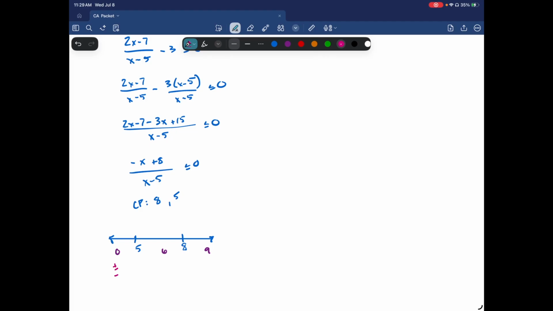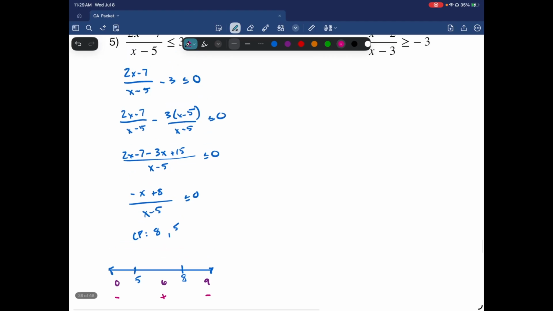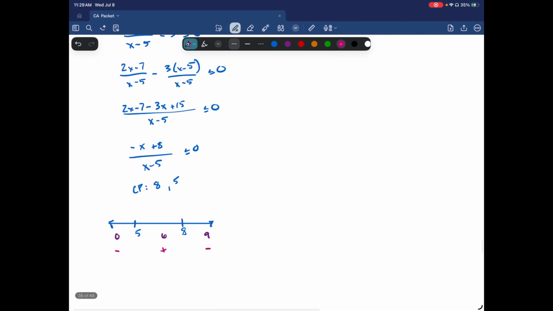So that's going to be negative. If I plug in 6, I get a positive on top, positive on the bottom, so that's going to be positive. If I plug in 9, I get a negative on top and a positive on the bottom, so that's negative. All right, I want to know, when is it less than 0? Well, that's my negative numbers.